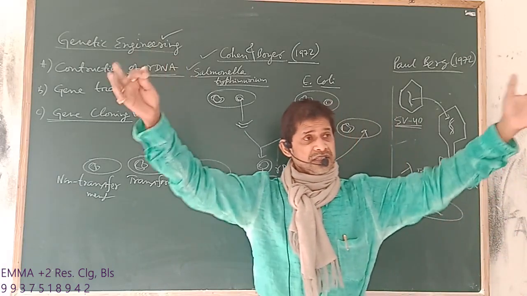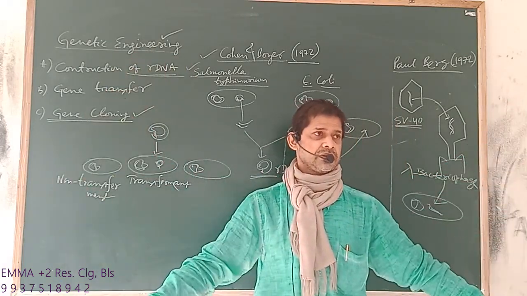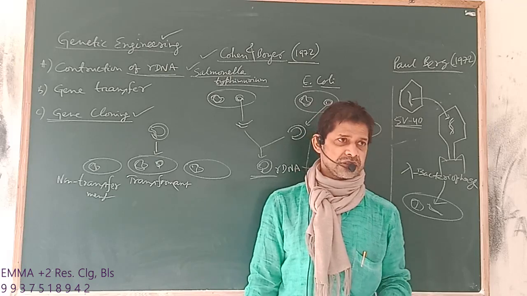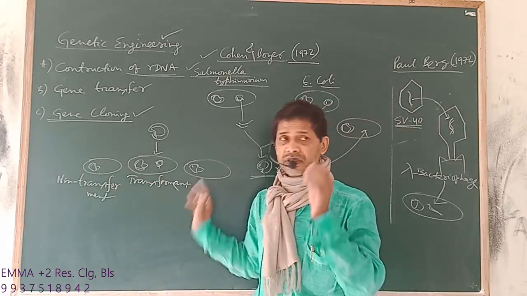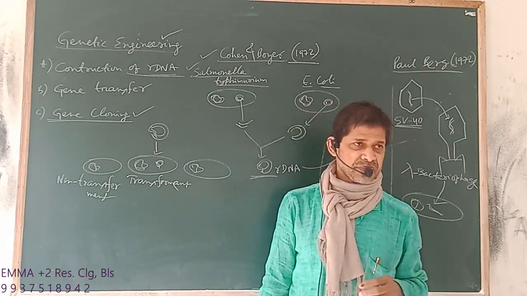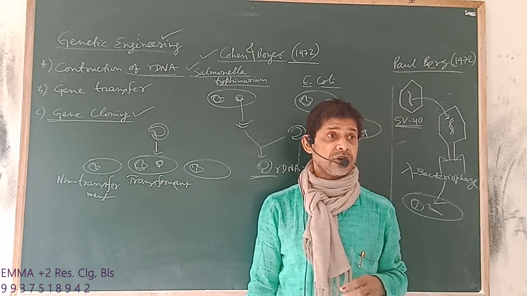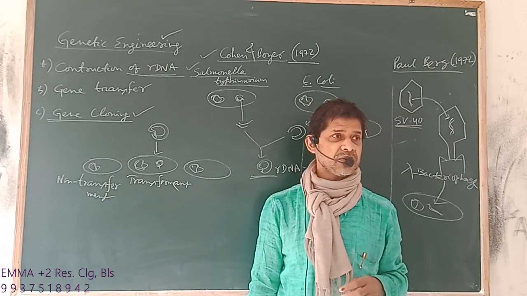So the big stainless steel vessels in which we culture these recombinant cells are called a fermenter or bioreactor.